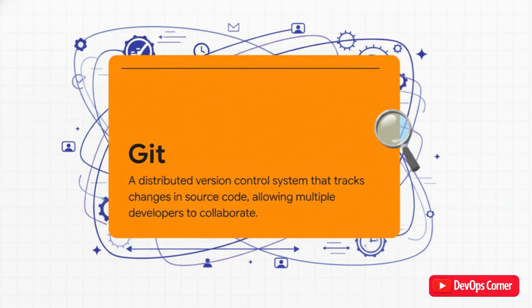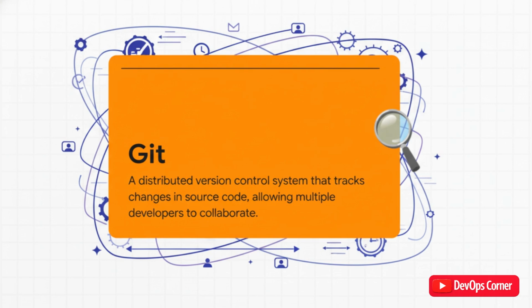Now, Git is so much more than just a tool, it's the entire foundation of modern collaborative software development. It was famously created by Linus Torvalds to manage the development of the Linux kernel itself. I mean, think about it. One of the most complex software projects in history with thousands of contributors. That's the scale of the problem it was built to solve.